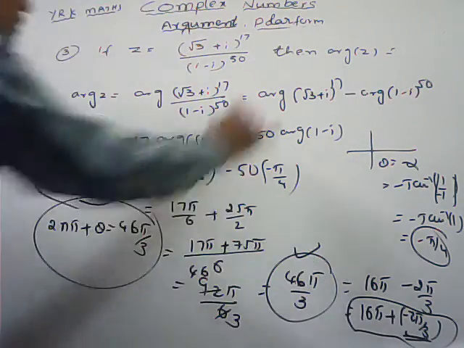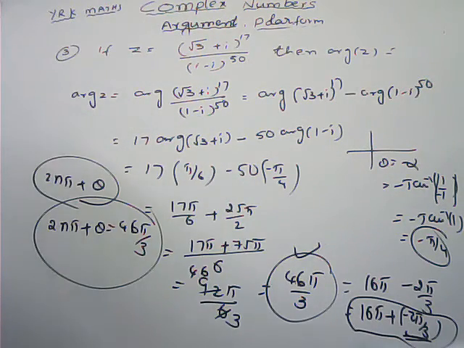What we found earlier is only an argument of the complex number. To get the principal value of the argument, we have to write it in the form 2n pi plus alpha. Then if alpha lies between minus pi and pi, only then is alpha said to be the principal value of the argument.